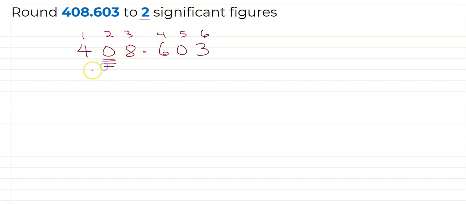Round 408.603 to 2 significant figures. 408.603. And now we are going to start with 4 because it's a non-zero number. So 1, 2, 3, 4, 5, 6. But we want to round to 2 significant figures. So this is going to be the position we're interested in. And then we're going to look to the right.